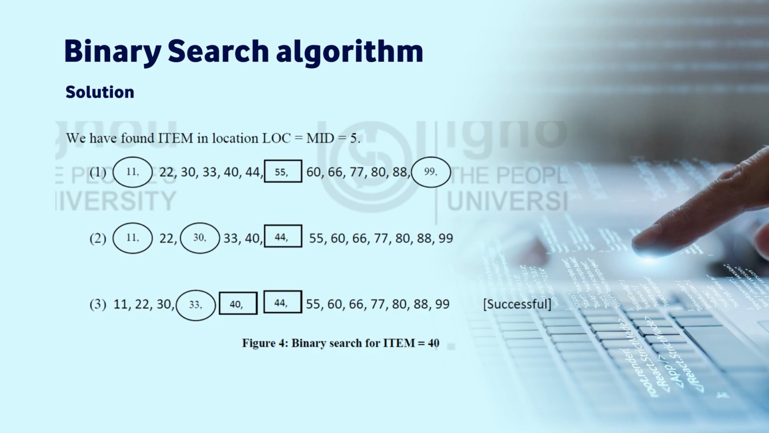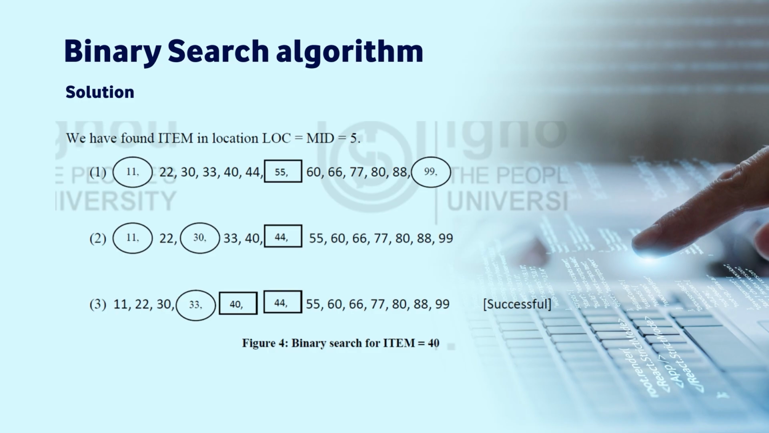If you look at the solution, firstly we highlighted the first and last elements, and after that we found that the mid is 55. Now we checked whether mid is greater than or less than the desired element. The desired element was 40, so mid was greater than 40. So we know that the left part of our list contains the element.